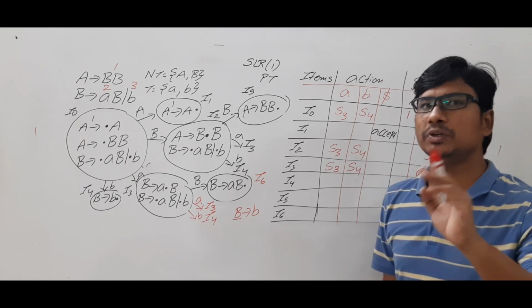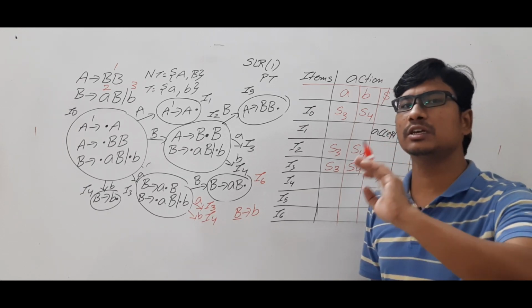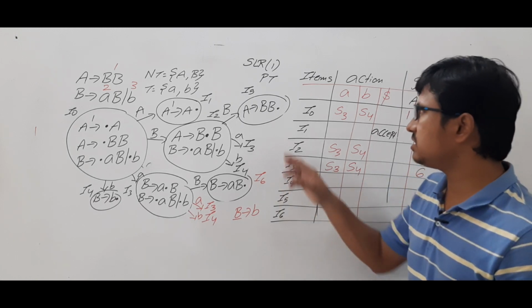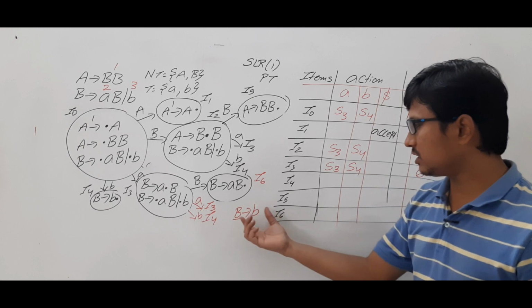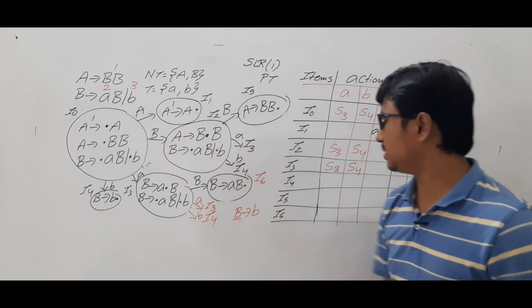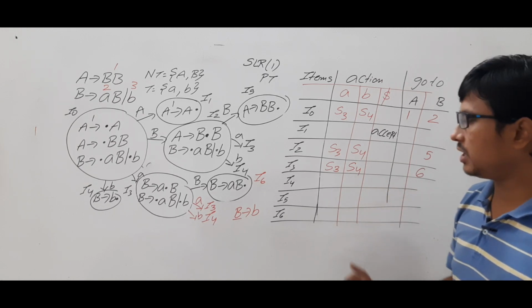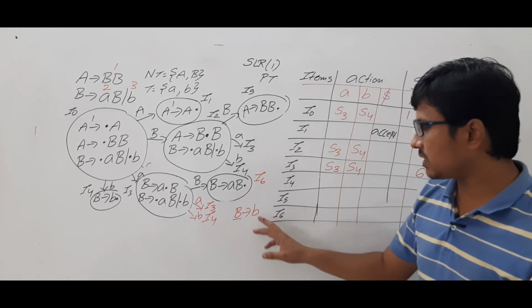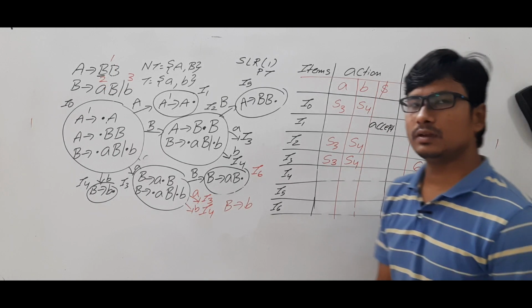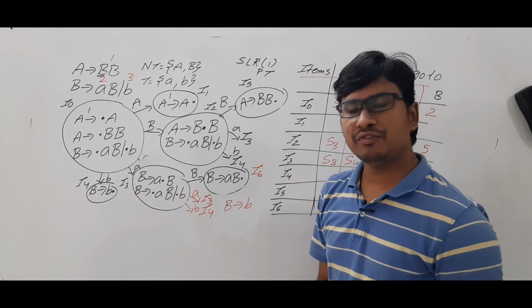There is a difference between LR0 parsing table and SLR1 parsing table. If it is LR0 parsing table, I would have written the R3, because it is production number 3, in the entire action part. Whereas in SLR1 parsing table, I will compute the follow of the left hand side. I will compute the follow of B.